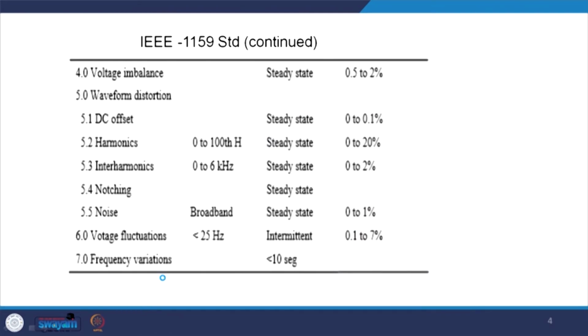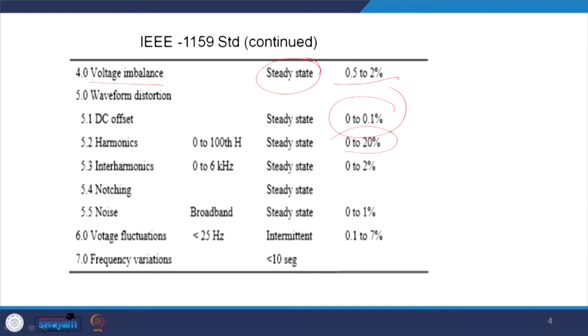So, we are continuing with the IEEE 519. Voltage unbalance in steady state is 0.5 to 2%, that is acceptable in the IEEE 1159 standard. And for waveform distortion, there are different entities to it. DC offset can be as low as 0.1%, harmonics from 0 to 100th harmonic, up to 20%.